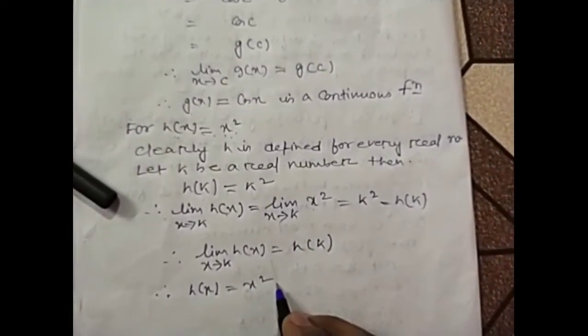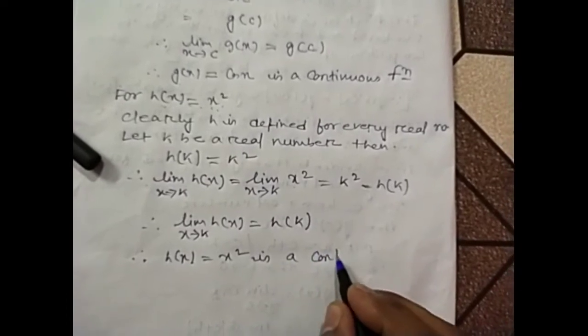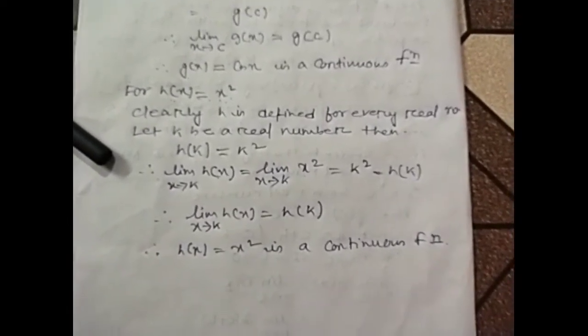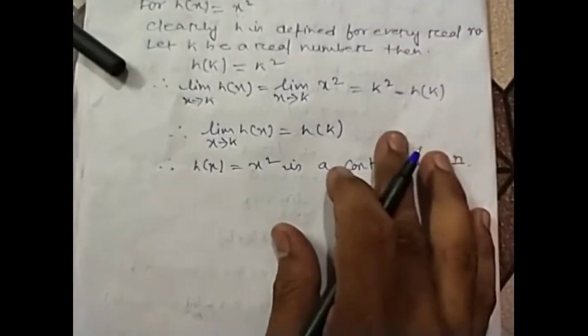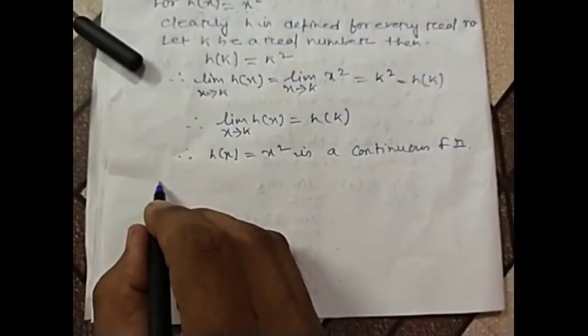Therefore, h of x is equal to x square, is a continuous function. Now, according to the theorem, what was the theorem of composition of functions? Did you remember it?